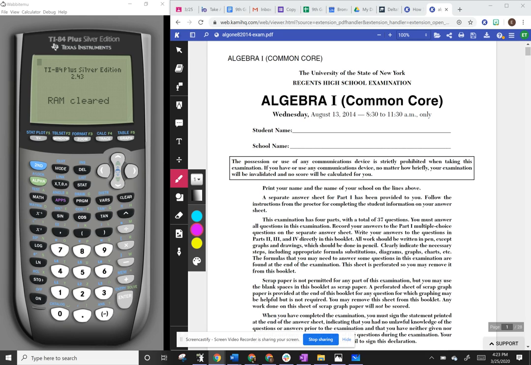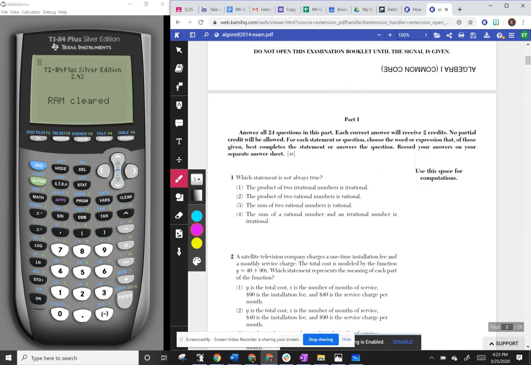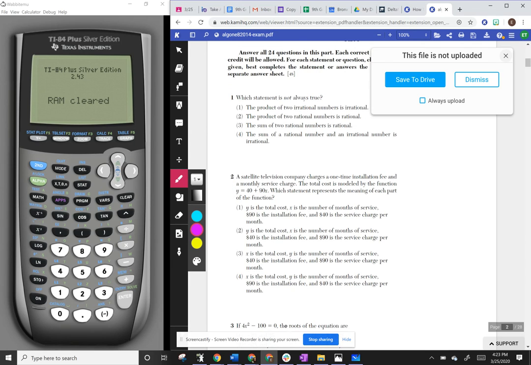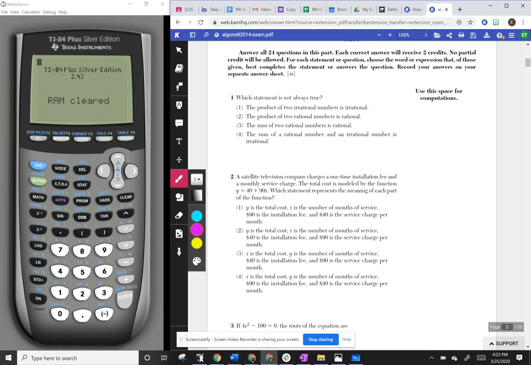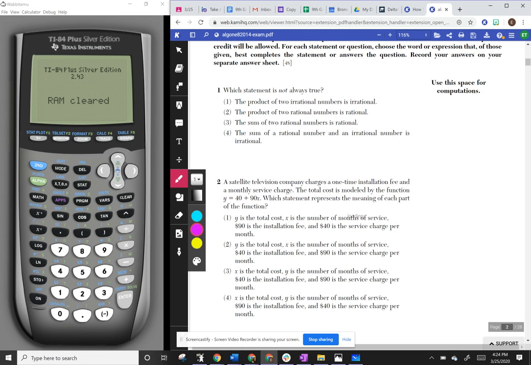So we're going to review the August 2014 Regents, just the multiple choice here. Okay, so question 1. Which statement is not always true? So this is going to require the memorization of these rules.